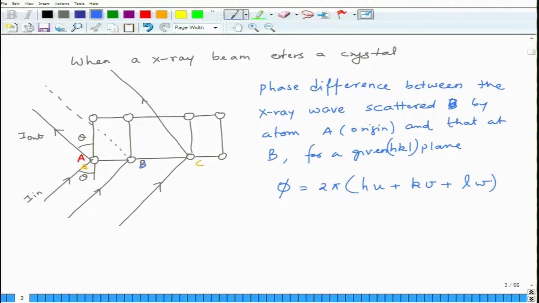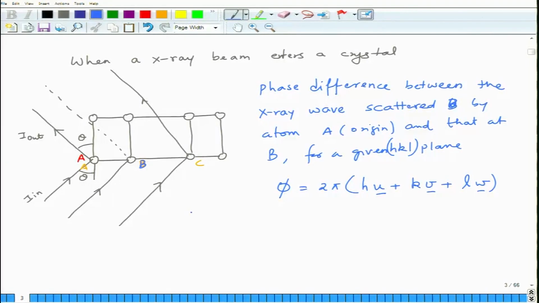LW), where UVW are the coordinates of the atoms, and you can see that this phase difference is only dependent upon the position. UVW are the coordinates, HKL are the plane indices. There is nothing about size and shape, there is nothing about the length, there is nothing about the interplanar angles and so on and so forth.